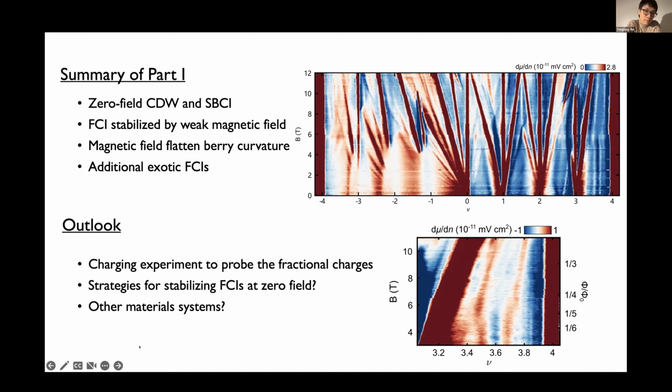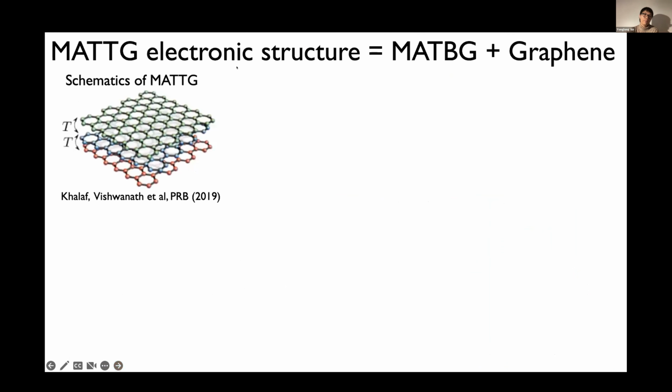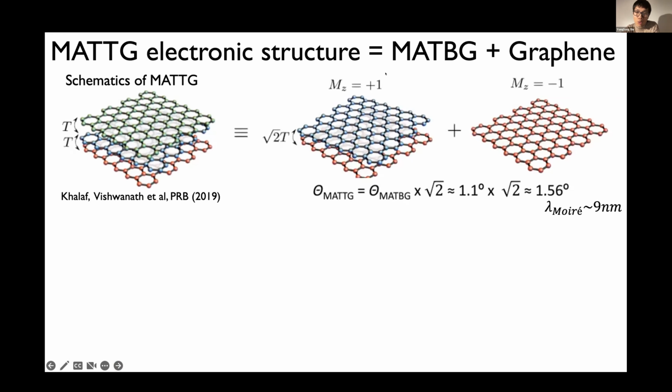One way to do that is maybe to explore other material systems, and that's precisely the motivation for which we have started to look at magic angle twisted trilayer graphene. Magic angle twisted trilayer graphene is quite similar to magic angle twisted bilayer, and basically you have 3-layer graphene, A twist A. The really nice thing about this system is that the band structure, or the electronic property, of trilayer can be understood as the sum of twisted bilayer graphene plus a monolayer graphene.